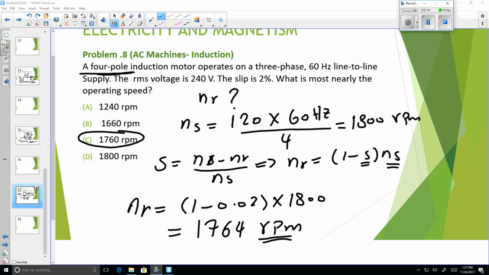And again, for an induction motor, when the induction machine is operating in motoring mode, the rotor speed must always be less than the synchronous speed, so it always has a positive slip.